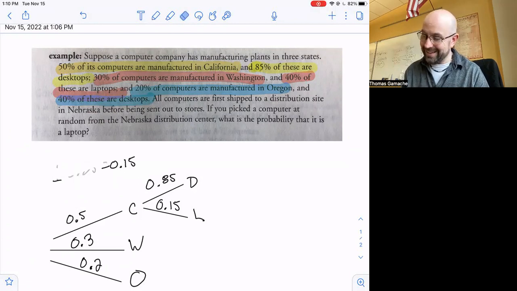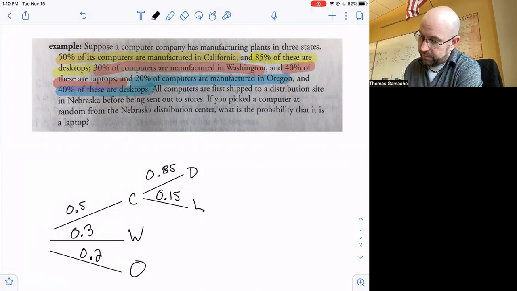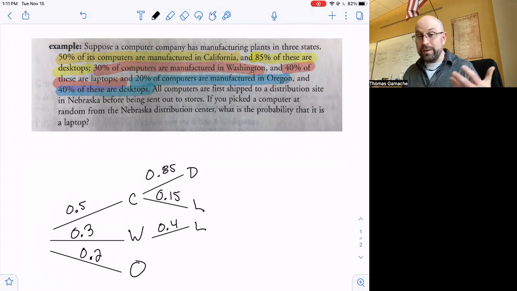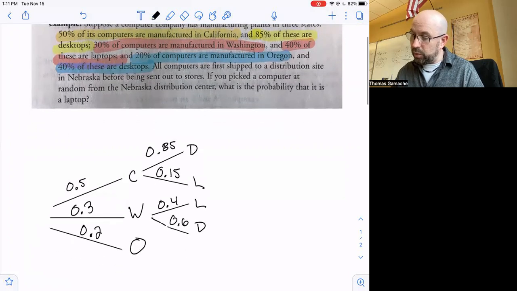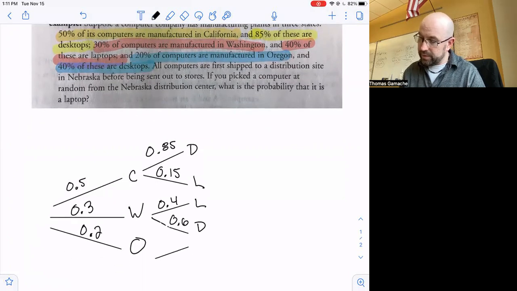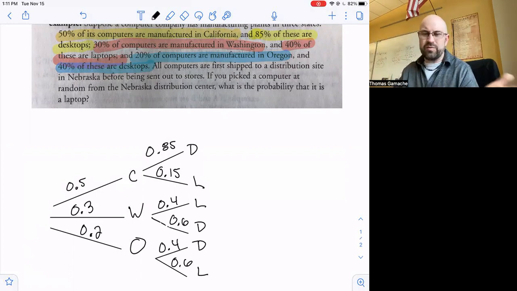Please excuse the noise outside. I'm going to do the same thing for Washington as well. 40% of these computers from Washington are laptops. So I'll go with 0.4 for laptops, which means using the complement rule, 1 minus 0.4, the remaining 60% are desktops. And then going to Oregon, 40% are desktops and the rest are going to be laptops, 60%. I probably wanted to keep them in the same order, but it really doesn't matter.